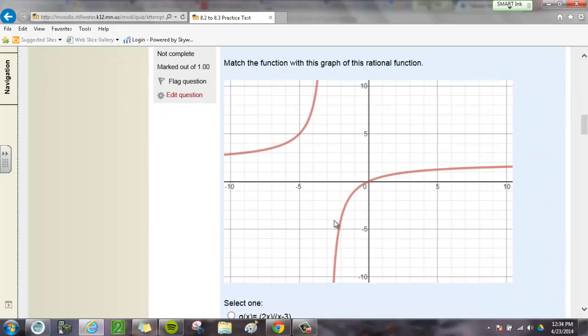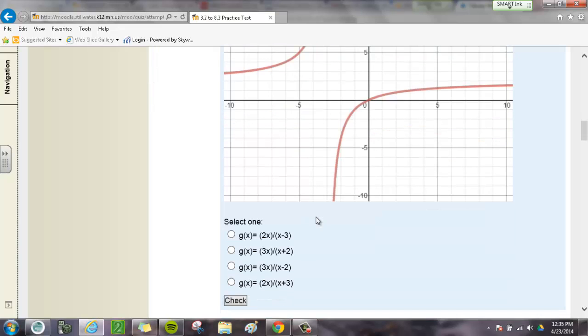Moving on down. Match the function with this graph. Okay. Well, let's just kind of get down here and see these equations that I have right here.